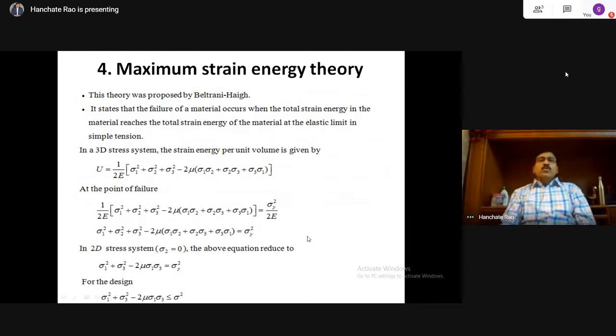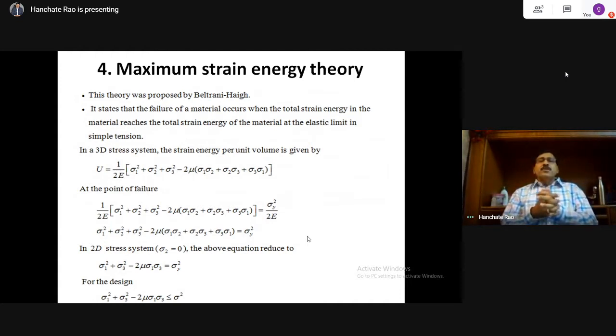So now we'll go to the maximum strain energy theory. Again, this is proposed by Beltrami-Haig. In this theory, what we are going to compare is the strain energy due to principal stresses on one side, and the strain energy at elastic limit due to sigma yt, or sigma y, whatever you call it, on the other.